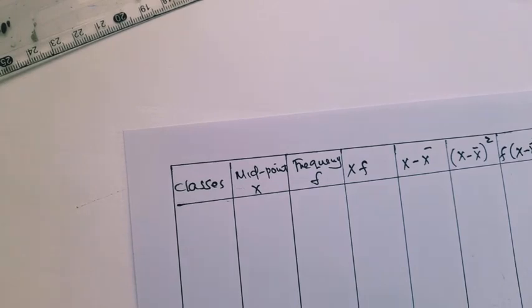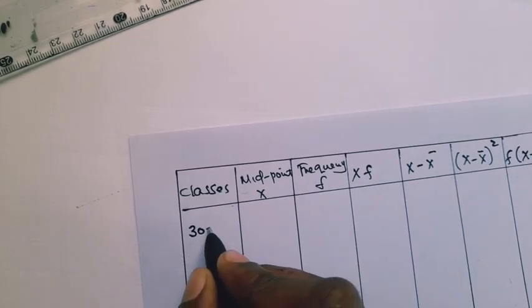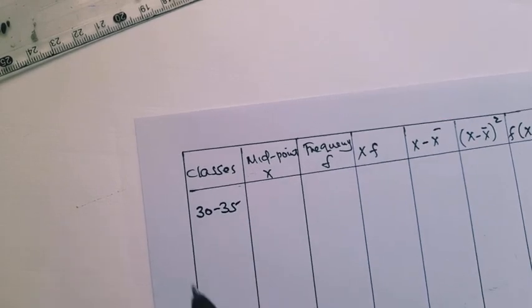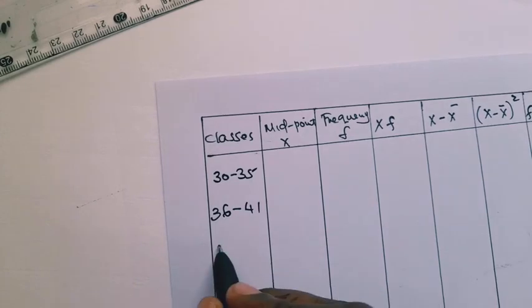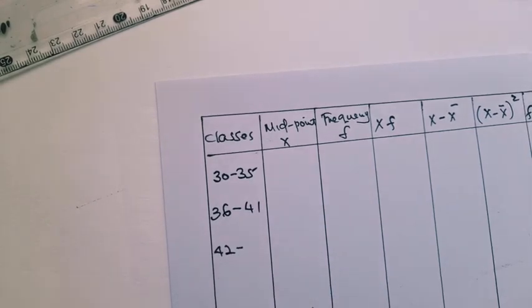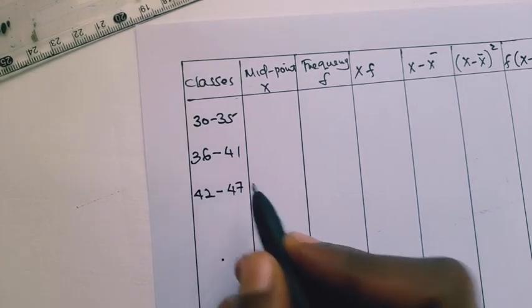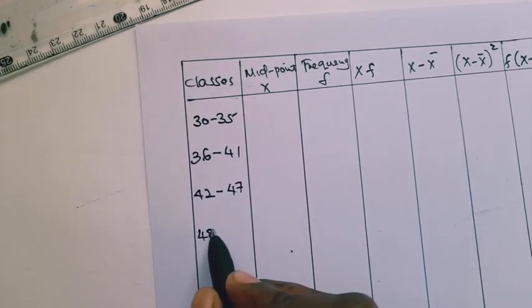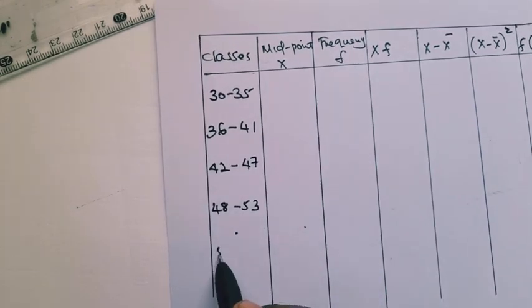So those are the columns that we need. So we can put our data as it is in our question. The first one is 30 to 35, 36 to 41, 42 to 47, 48 to 53, 54 to 59.